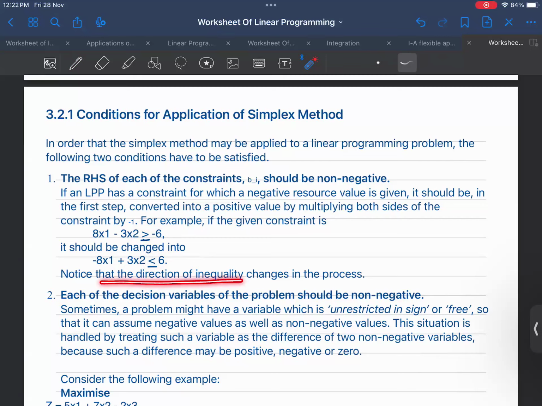Notice that the direction of inequality changes in the process. This is the basics of the mathematics. Now we have changed the sign, then we have to change the direction of the inequality as well. I think it's clear. Good. Now let's go for the second condition.